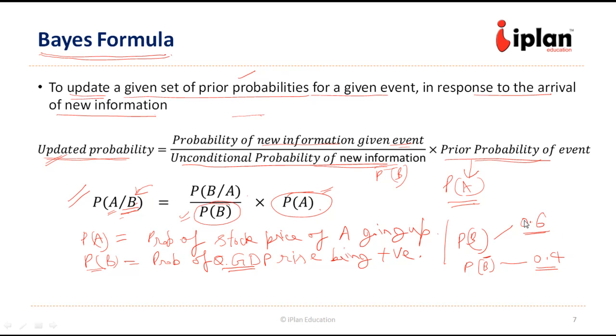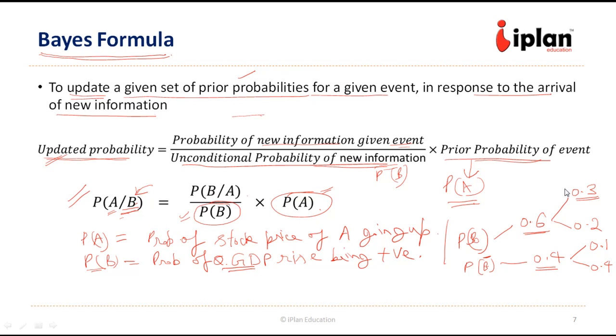Now let us look at the conditional probability. Given that the GDP has gone up, what are the chances of stock price going up? Suppose they are 0.3 and the chances of stock coming down are 0.2, given that GDP has gone up. Now if the GDP has gone down, the chances of stock going up are say 0.1 and the chances of stock going down is 0.4. So this is the conditional probability.